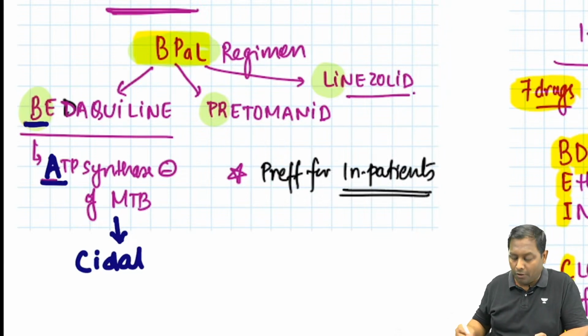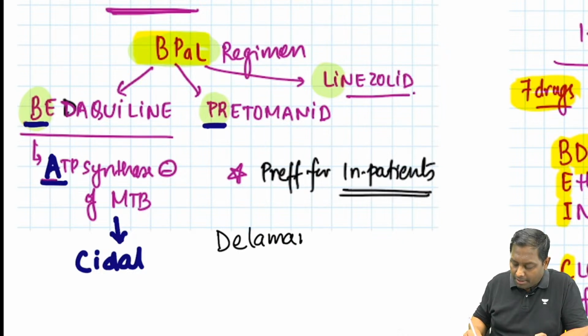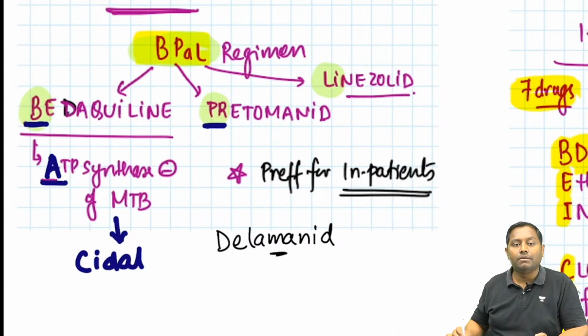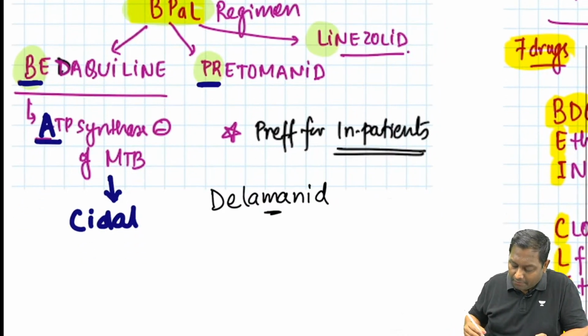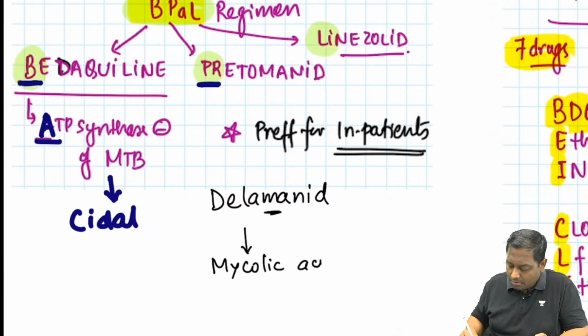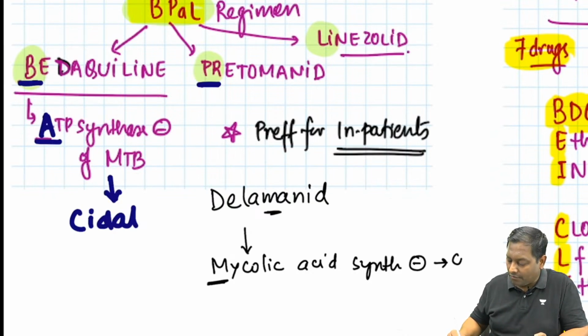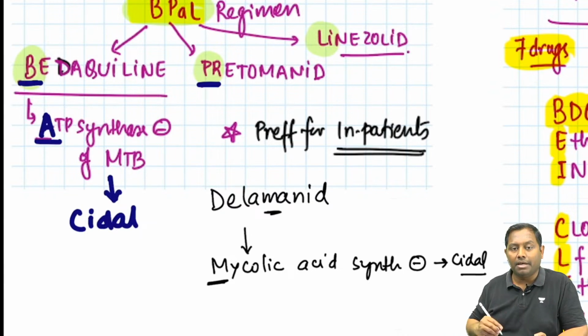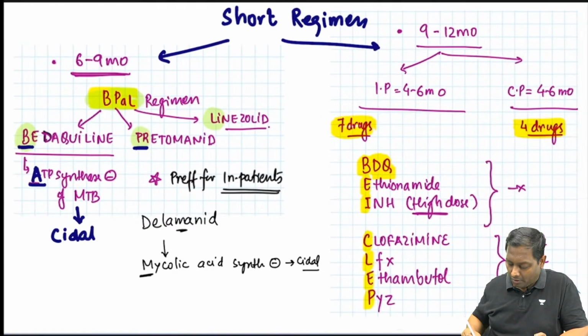Then we have pretomanid. It is from the family of an already existing drug by the name of delamanid. Be it delamanid or pretomanid, they both end with manid. So remember, these manid drugs are mycolic acid synthesis inhibitors. You can expect one question on these drugs. Mycolic acid synthesis inhibitors also have a cidal effect. So manid and manid, mycolic acid; ATP synthase inhibitor will be bedaquiline. Linezolid is a protein synthesis inhibitor, which you are all already aware of.